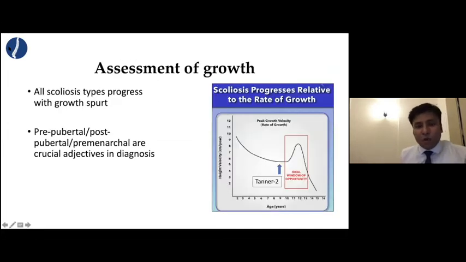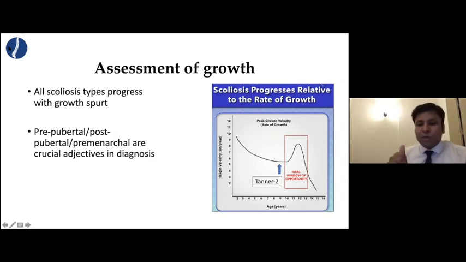Now, assessment of growth is another very, very important aspect of examination. All scoliosis types progress with growth spurt. And any patient that enters your clinic, you have to, through your clinical examination, find out whether this patient is still waiting for his peak growth velocity, or is he past his peak growth velocity? Has he actually achieved skeletal maturity? And that's why it's good to know about the Tanner staging. Most of the time, peak growth velocity happens between Tanner stage 2 and 3.